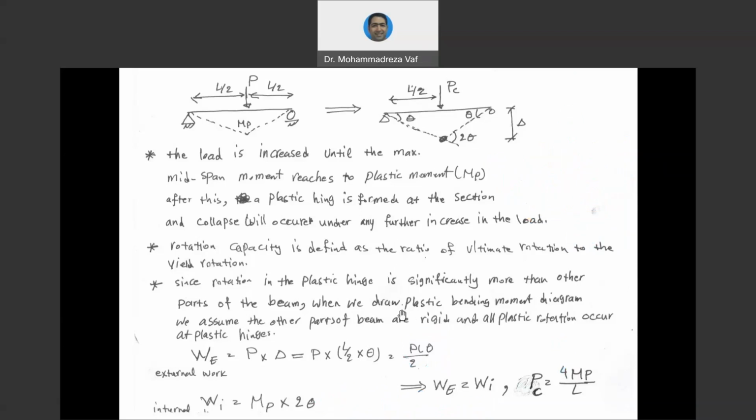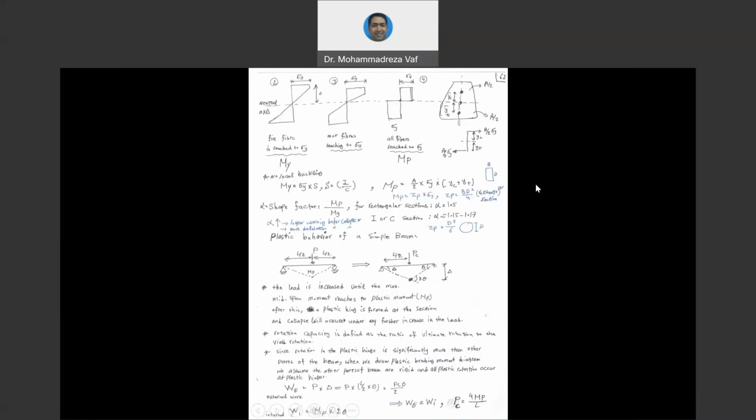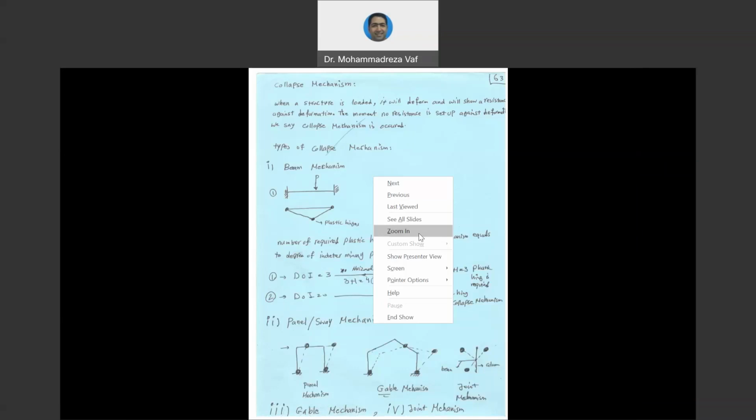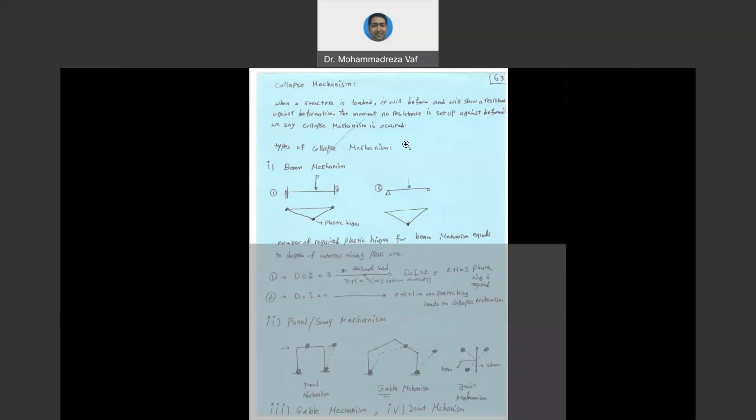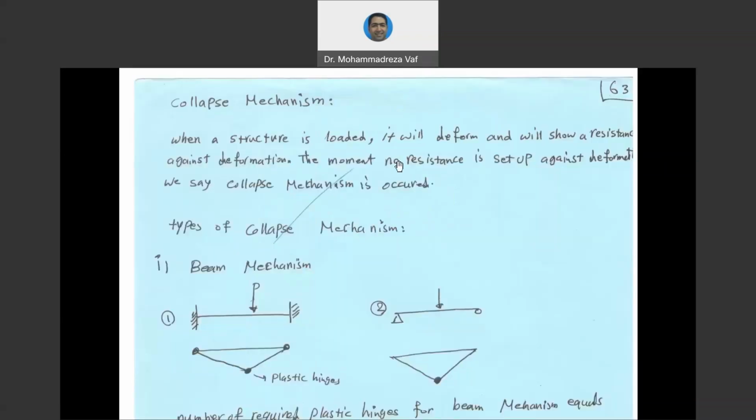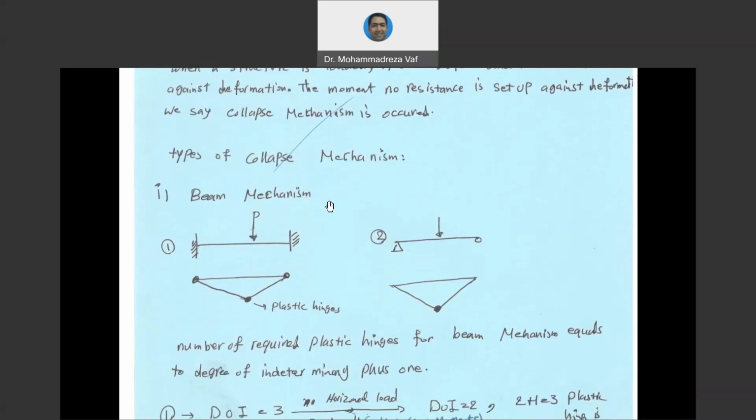In the next slide, what we are going to do is to see the collapse mechanism that exists inside structures. So one of the collapse mechanisms that just now I explained is the beam mechanism. So in the beam mechanism, we need to have 3 hinges in one span to make the structure collapse. If you have 2 hinges only, the beam cannot collapse. If you have 1 hinge, the beam cannot collapse.